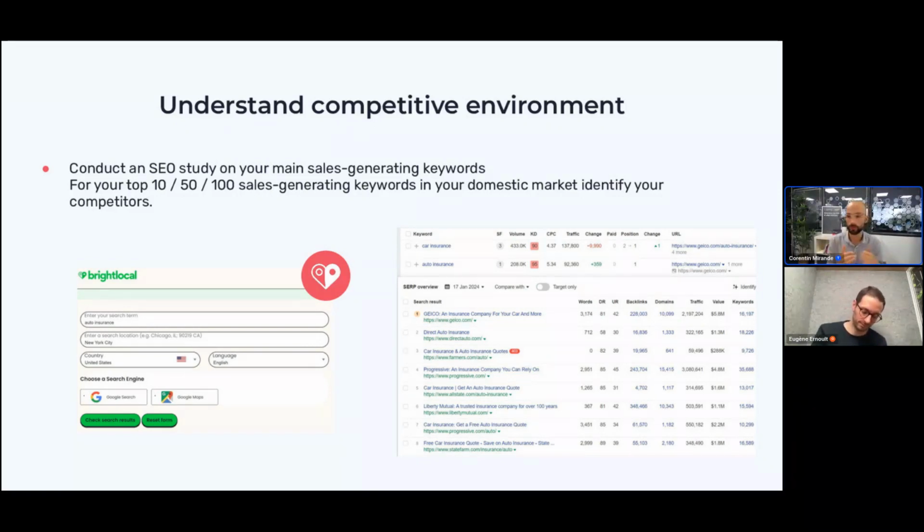So depending on your resource, depending on the time that you have, you're going to go for the top 10, the top 20, the top 50, the top 100, depending on the time you have. But for each and every keyword, go for who's your competitors.